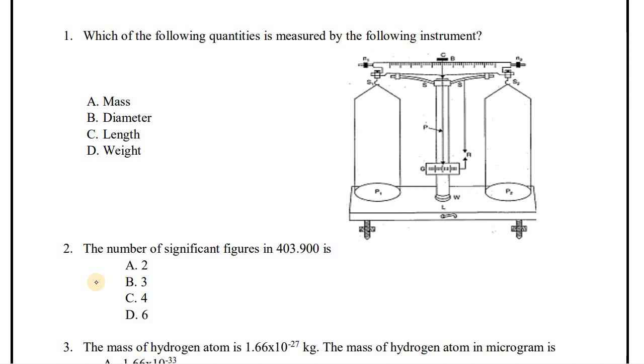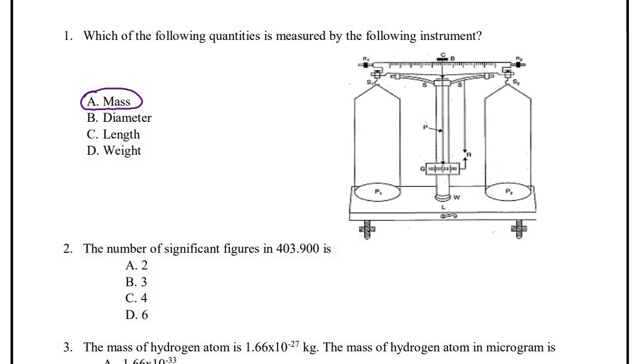Which quantity is measured by this given instrument? As we can see, this instrument is a physical balance, and with the help of this balance we can measure the mass of any substance. So option A is the right answer.